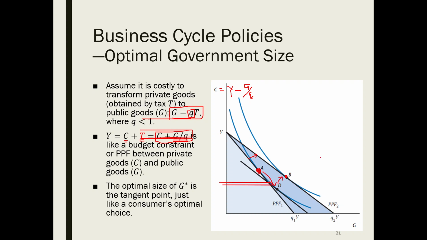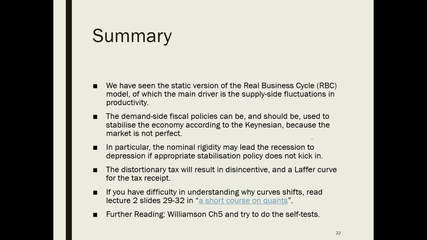This lecture analyzes different drivers of business cycles in the labor market based on the static version of the new classical RBC model. It includes productivity on the supply side, fiscal policies on the demand side, as well as nominal rigidity and other exogenous factors. If lump sum tax is not available, proportionate tax can distort wages and incentives, resulting in a Laffer curve for tax revenue. If you have difficulty in understanding why curves shift, please read Lecture 2 in the short course on quants on the website.